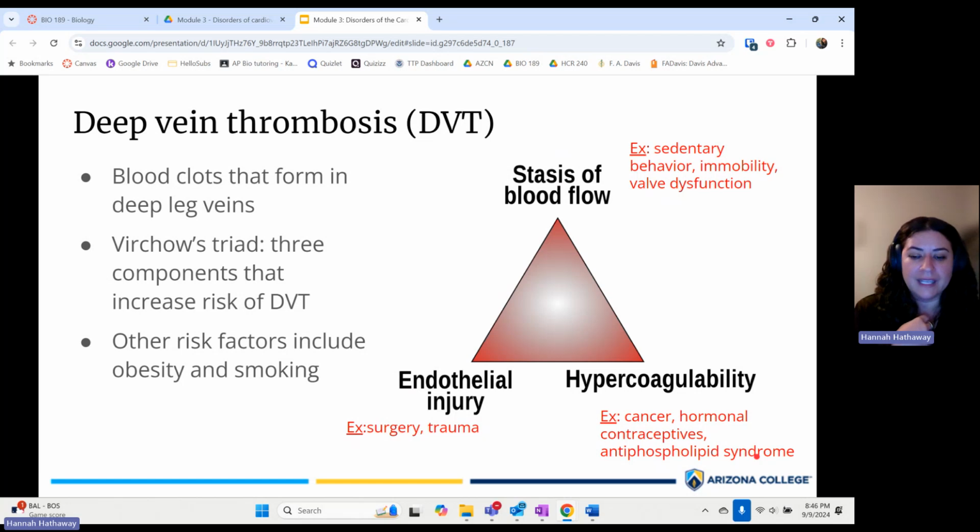One of the most common ones is called antiphospholipid syndrome. This is an autoimmune disorder that essentially activates your coagulation system. So those are the three parts of Virchow's triad. Some other lifestyle risk factors also play into this triad. For example, obesity can lead to stasis of blood flow. Smoking can lead to endothelial injury. So these are things that put someone at risk for a DVT, but it ties into this triad.